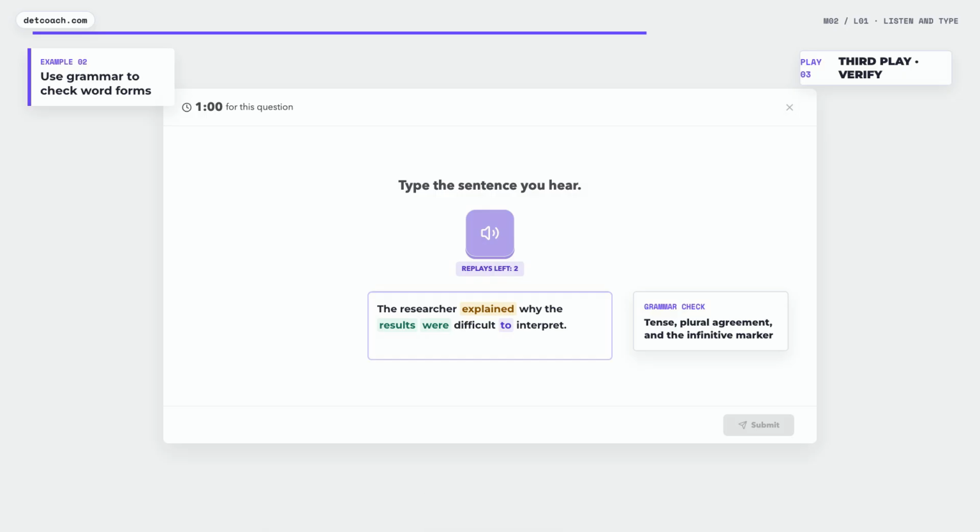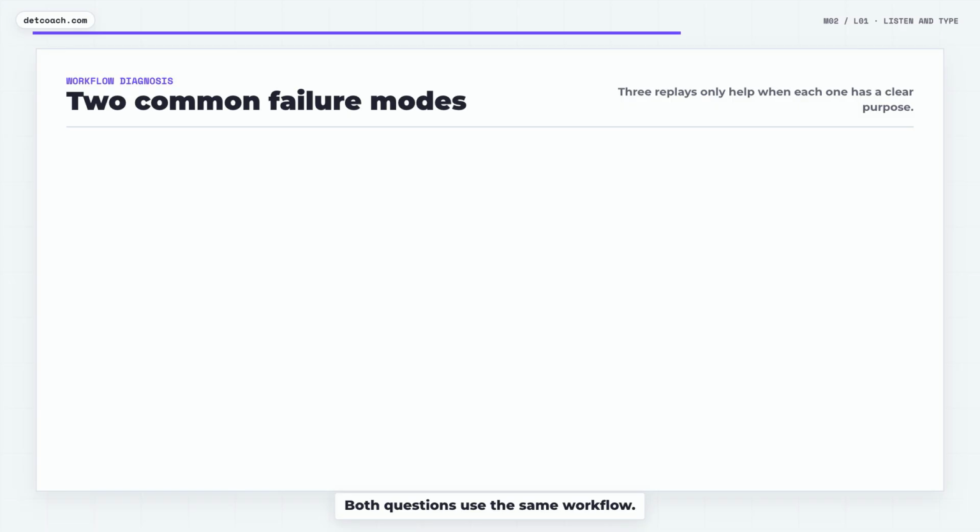Do not omit to. Some word endings are not prominent in connected speech. When that happens, use the sentence's tense and number agreement to check whether your answer is grammatically plausible. Both questions use the same workflow. Capture the content words on the first listen, add the function words on the second, and check word forms and spelling on the third.